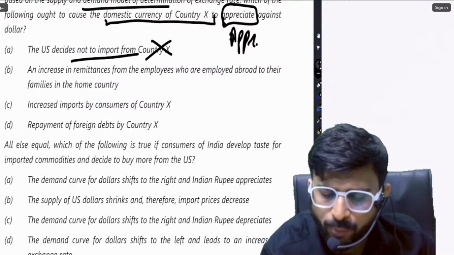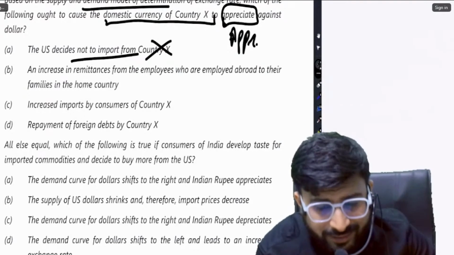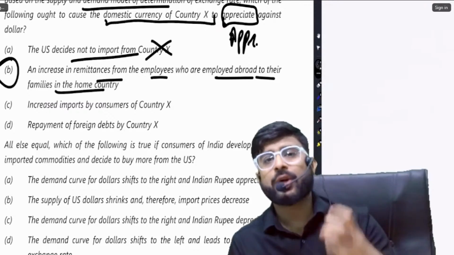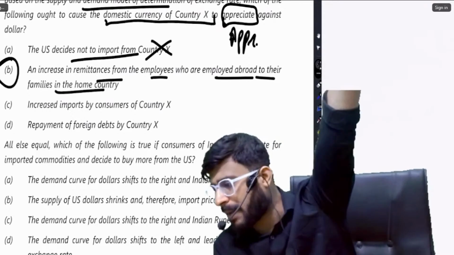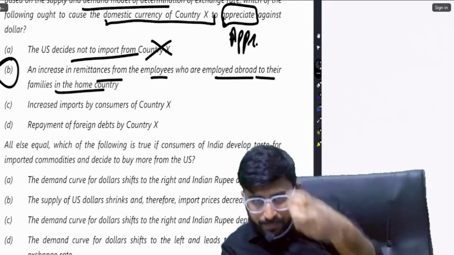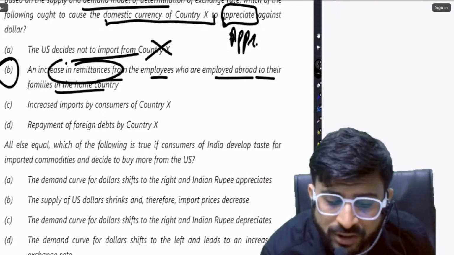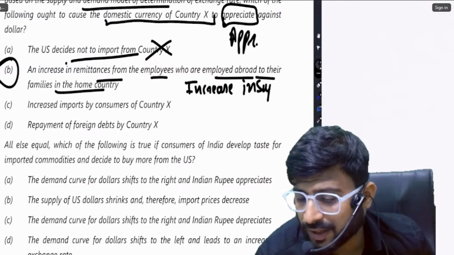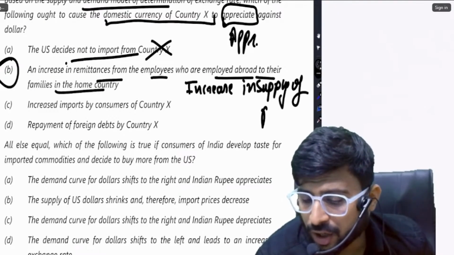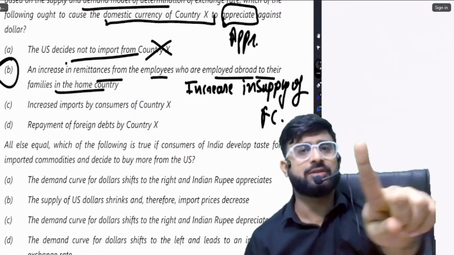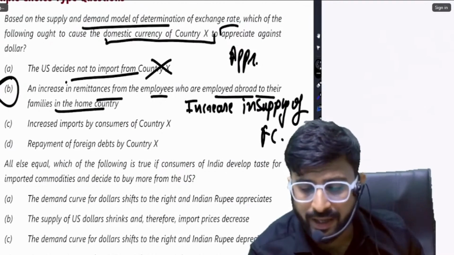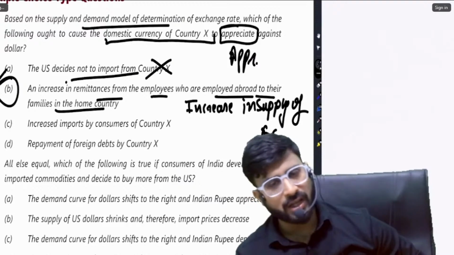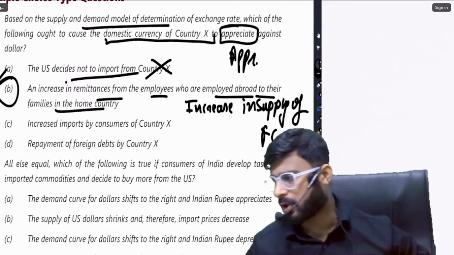US decides not to import from country X, wrong. Increase in remittances from employees who are employed abroad to their families. Yes. Why? What does remittances mean? People who are earning abroad send that money to their families. So this is causing an increase in supply of foreign currency in our country, and whenever there is an increase in foreign currency supply, then appreciation will take place. So a very good question indeed asked by ICAI. Understood or not understood? Yes or no? Come on.